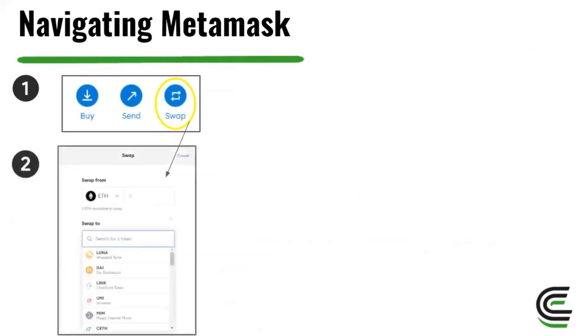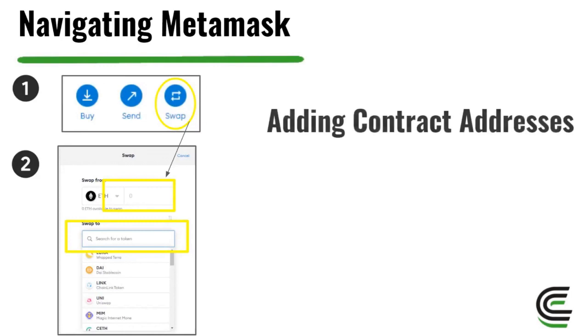Now, if you are going to swap coins or tokens on MetaMask, what you would simply do is click swap. You'll then get this screen, where you choose what you are swapping from. For example, if I were going to swap Ethereum, I would put in the amount I wanted to swap, and then I can select what I'm going to swap it to. I can search a token, or I can simply scroll down and find the token I want to swap.